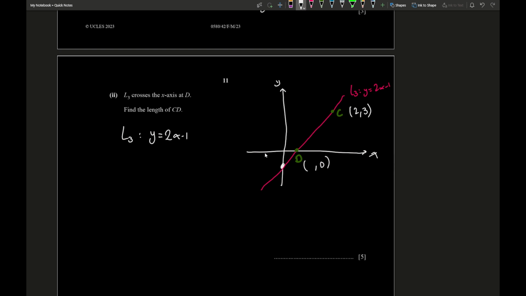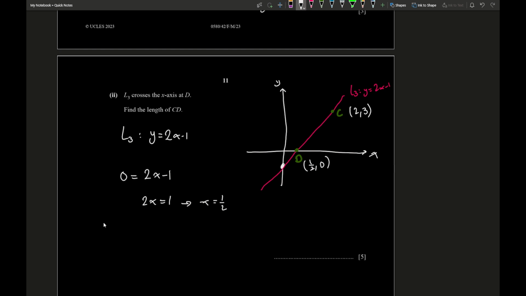How do we find this number? Well, point D is at the point when y is equal to 0. If we set y equal to 0, then we can solve for x and find the value of this missing number. So 2x is equal to 1, so x is equal to half. Now we found the coordinates of point D. Okay, I would like to find the length of CD.